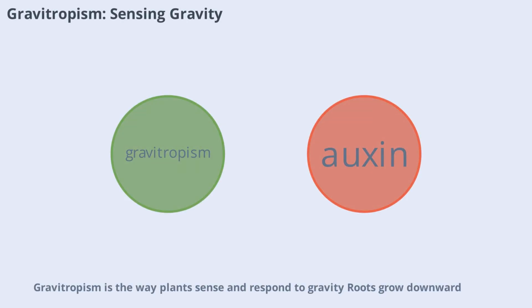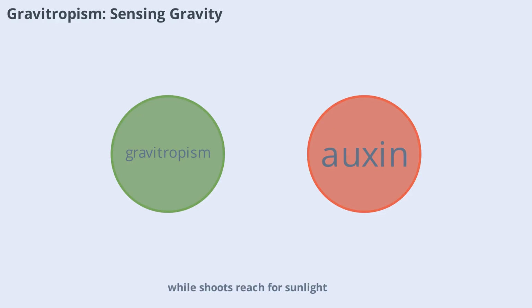Gravitropism is the way plants sense and respond to gravity. Roots grow downward while stems grow upward thanks to the redistribution of auxins in response to gravity. This ensures that roots anchor the plant and access water while shoots reach for sunlight.